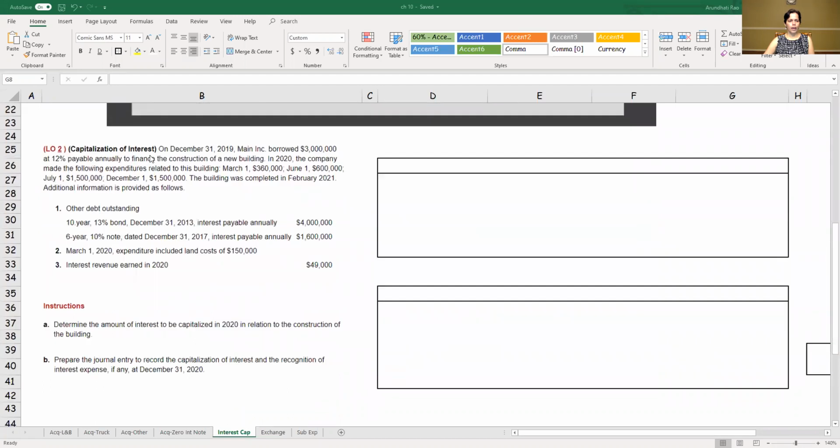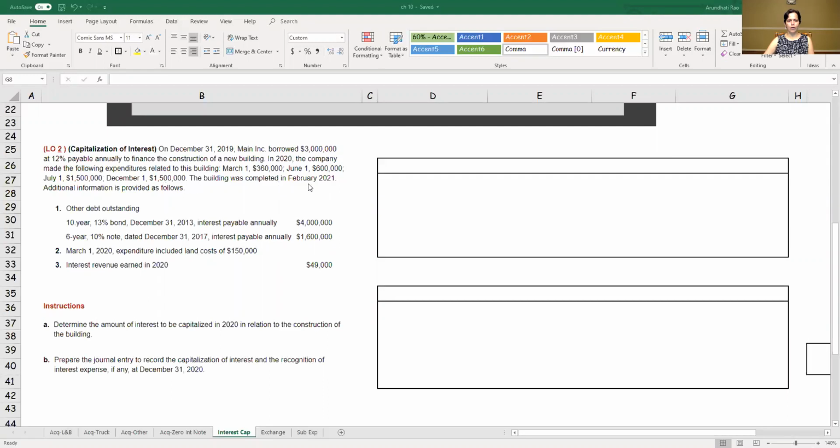So in this example, we have at December 31st, 2019, Main Inc. has borrowed $3 million at 12% payable annually to finance the construction of a new building. So we're constructing a new building. This is a loan that we've taken specifically for this purpose. In May 2020, the company made the following expenditures related to this building. On March 1st, $360,000, June 1st, $600,000, July 1st, $1.5 million, December 1st, $1.5 million.